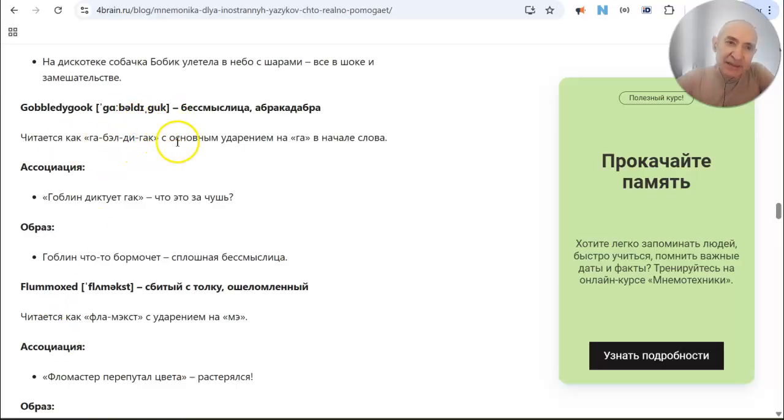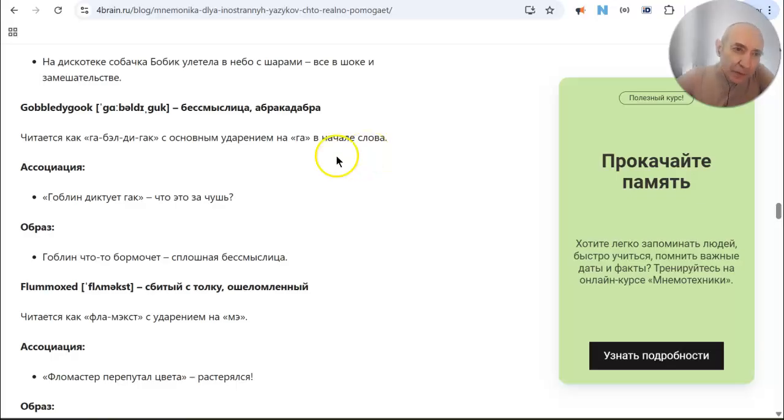Gabbledygook. Okay, which means бессмыслица абракадабра. Бессмыслица means nonsense. And abracadabra is basically pretty much the same in this context. Читается как gabbledygook. Yeah? С основным ударением на га в начале слова. So we said с основным ударением, with the fundamental, with the like main, yeah? In this case, основной means main. With the main stress on ga at the beginning of the word.